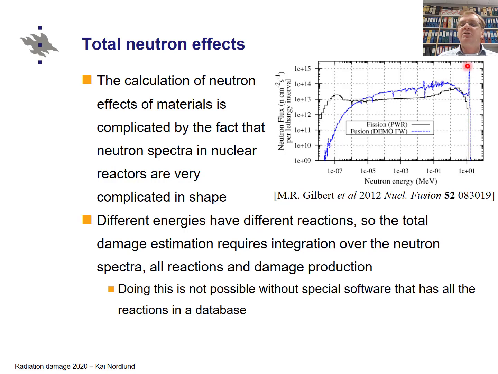You have this very strong peak at 14 mega electronvolts, which comes from the deuterium-tritium fusion reaction. And this peak, although it's narrow, you see it's an order of magnitude stronger or more, so it has a very prominent role in the damage production in fusion environments. Whereas in fission you see that most of the damage is produced by mega electronvolt neutrons, but there is also a low energy tail, which actually can also be important for damage production, depending on which part of a fission reactor one is.